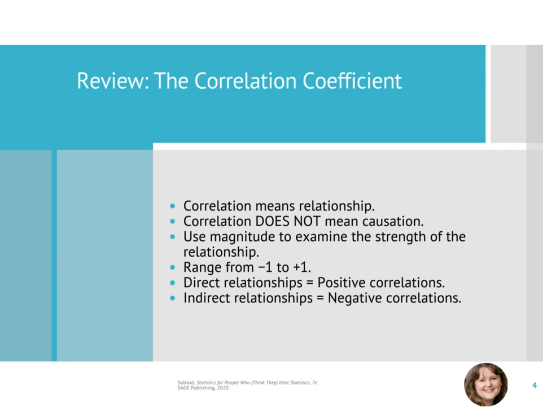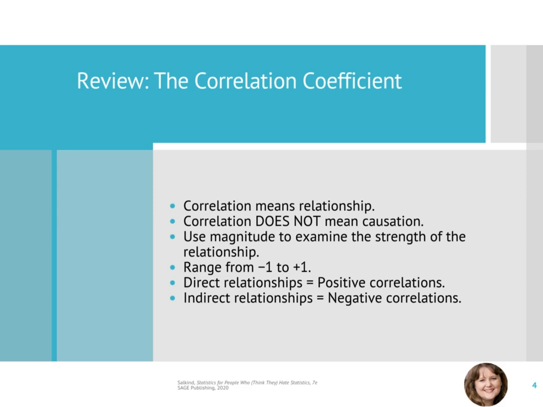Your correlations are going to range from -1 to 1. If you ever see a correlation written down outside of that range, there was something terribly wrong that happened there. And the textbook uses the term direct and indirect relationships for positive and negative correlation. So just be aware of the new language for you.